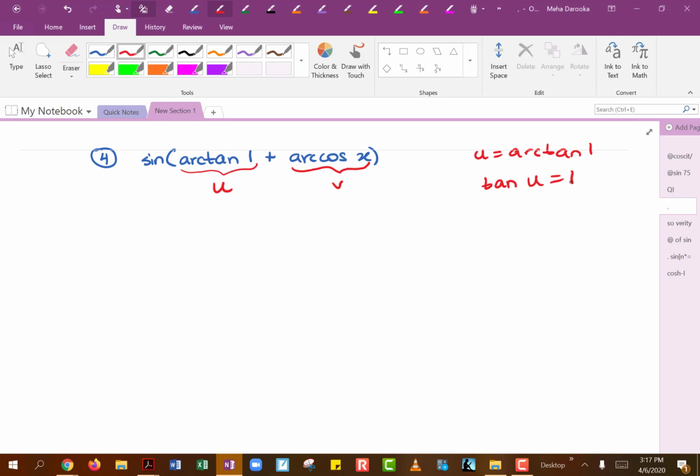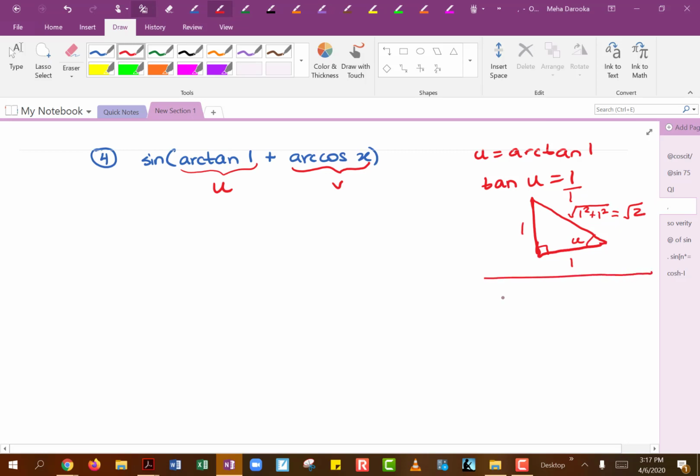Okay, and then the triangle for this one. Oops, that did not come out how I wanted it to. Okay, better. So this will be a 90 degree angle. If this is your u, tangent is opposite over adjacent, so you can think of this as 1 over 1. Using the Pythagorean theorem to find the missing side, this ends up being square root of 2. And we'll come back to that.